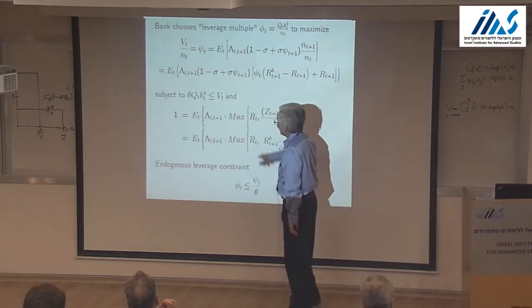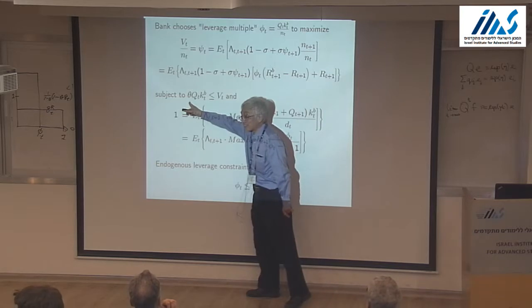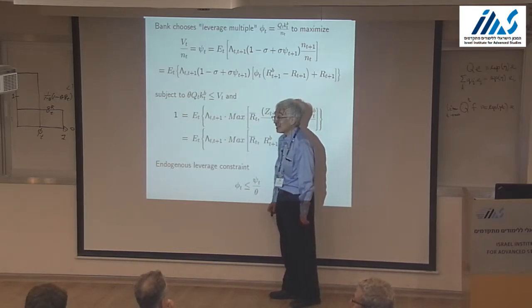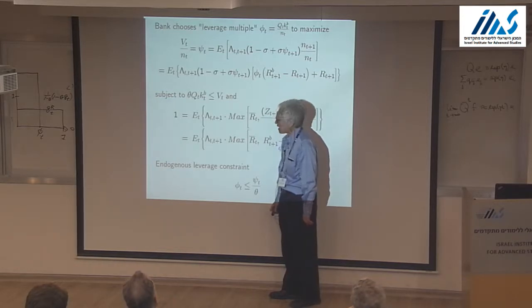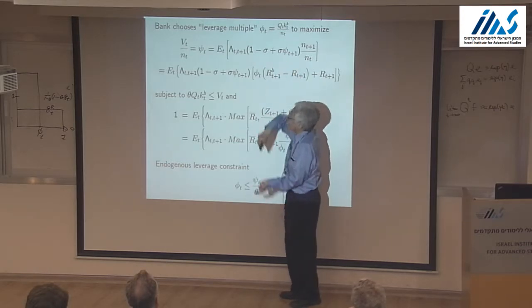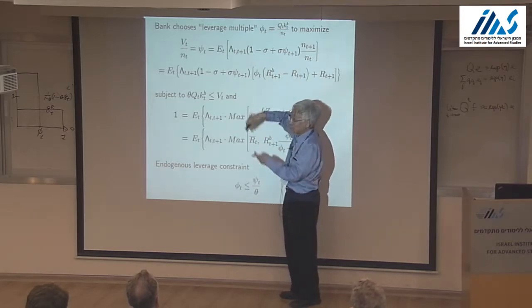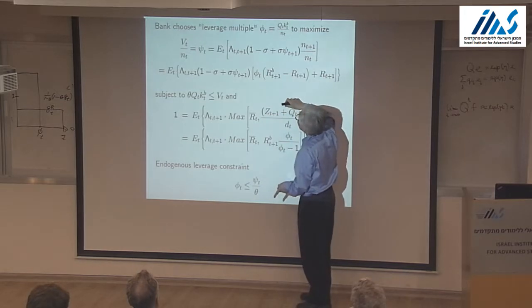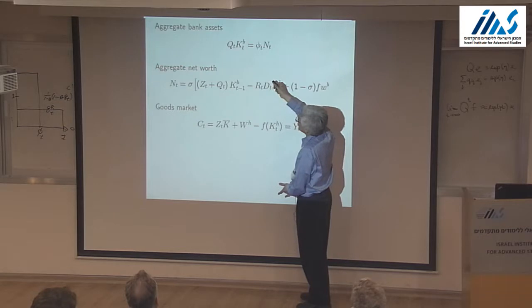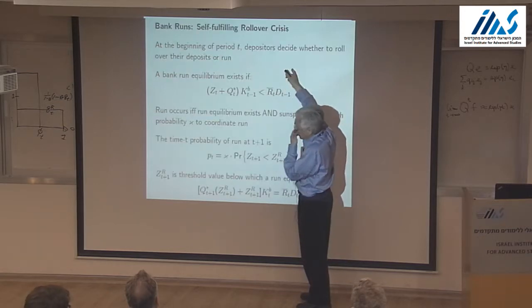It's coming from the incentive constraint for this guy. After realizing, you choose how much to lever up. But in the morning, what happens is the bank run. So I will explain now. What is the bank run in our case?